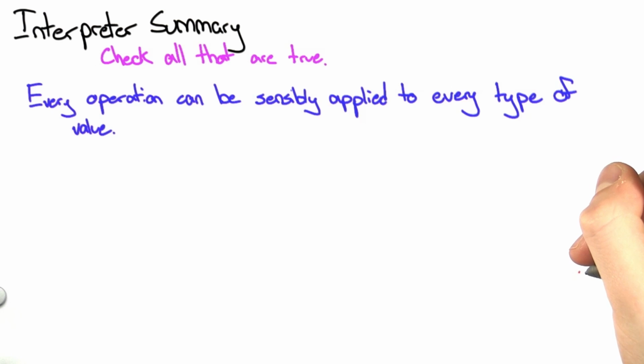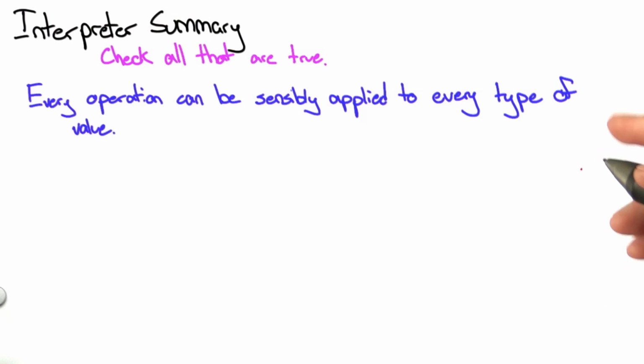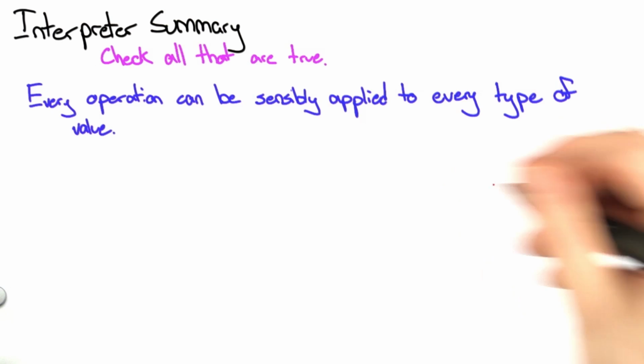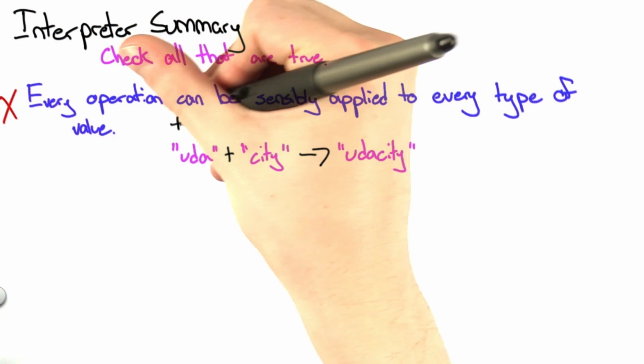In this first problem, we ask you to evaluate a few statements on interpreters. The first statement reads, every operation can be sensibly applied to every type of value. This is not true. Let's take a look at the plus operator.